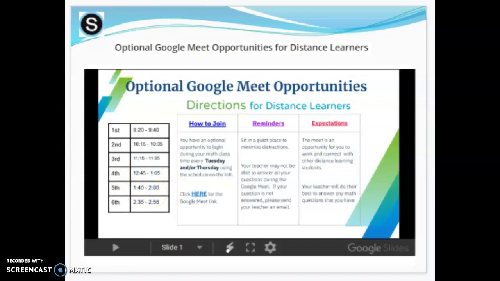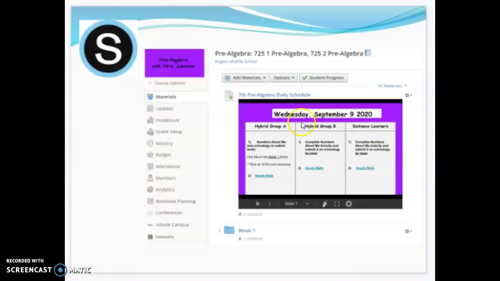Okay, but then again, you have to understand that everybody, not just the distance learners, so that's hybrid A, hybrid B as well, you'll have an opportunity for this on Fridays. So on Fridays, when the date says Friday up here, I'll have a link there for you to be able to join, hop on a Google Meet if you have any questions every Friday, and that's for everybody.